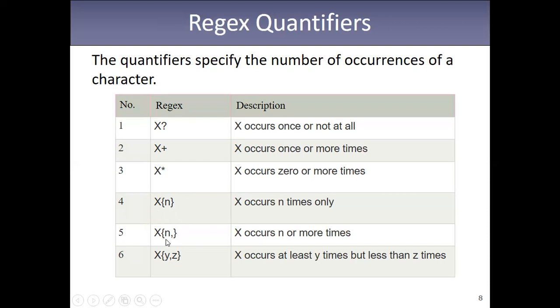Then, the next one is within curly brackets, we have n, comma. Here X occurs n or more times. Then the last one is within curly brackets we have y comma z, where y and z are numbers. Here it represents X occurs at least y times but less than z times.